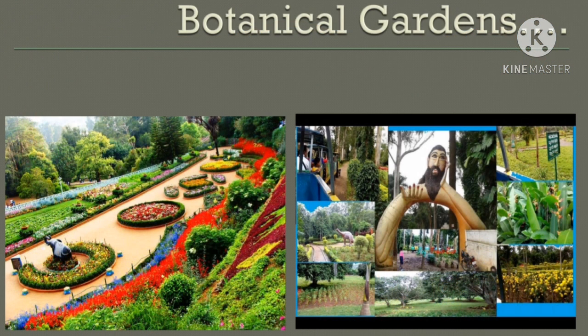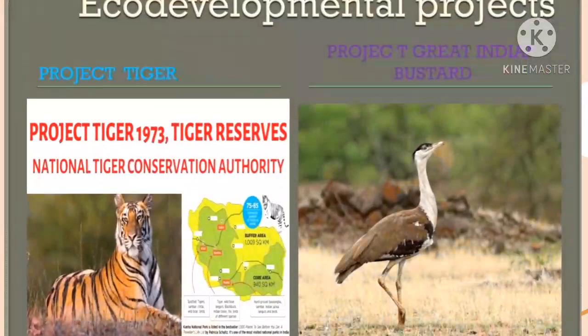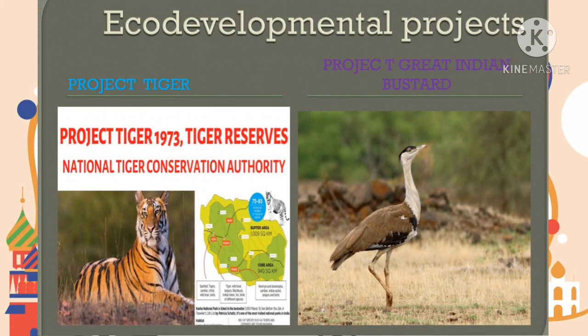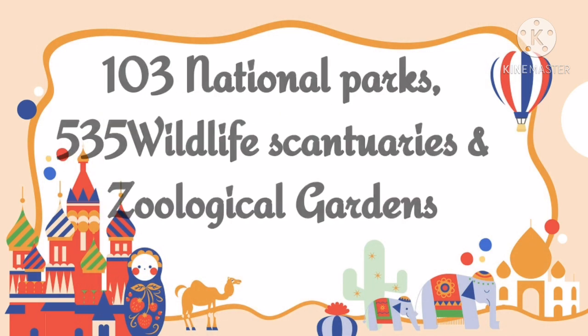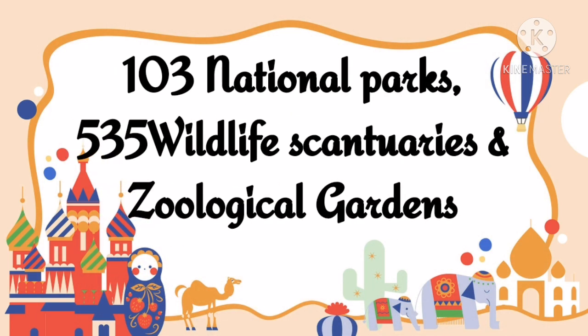Financial and technical assistance has been provided to many botanical gardens by the government since 1992. Project Tiger, Project Rhino, Project Great Indian Bustard and many other eco-development projects have been introduced by the government. 103 national parks, 535 wildlife sanctuaries and zoological gardens are set up to take care of natural heritage.